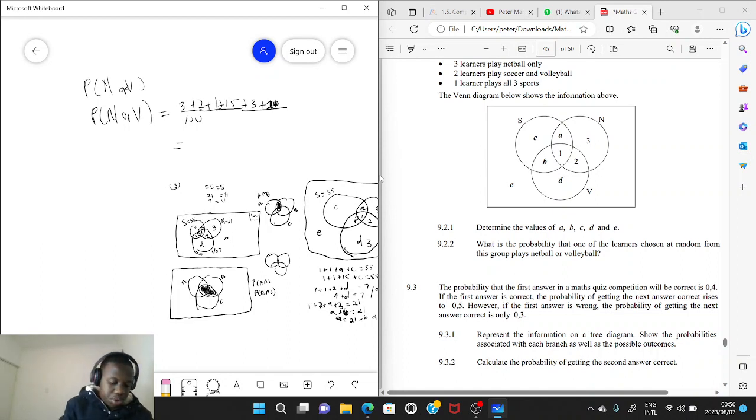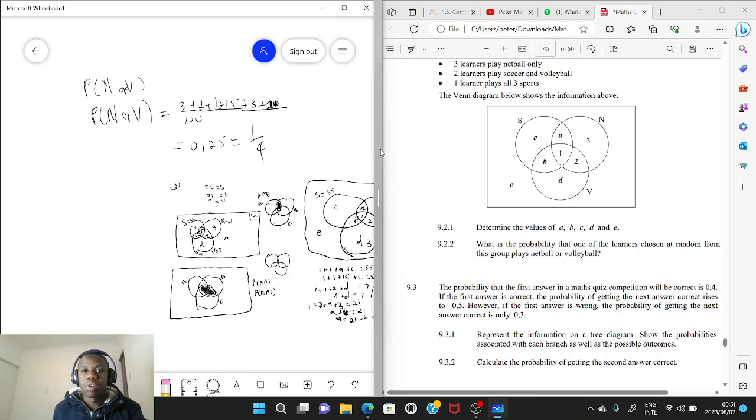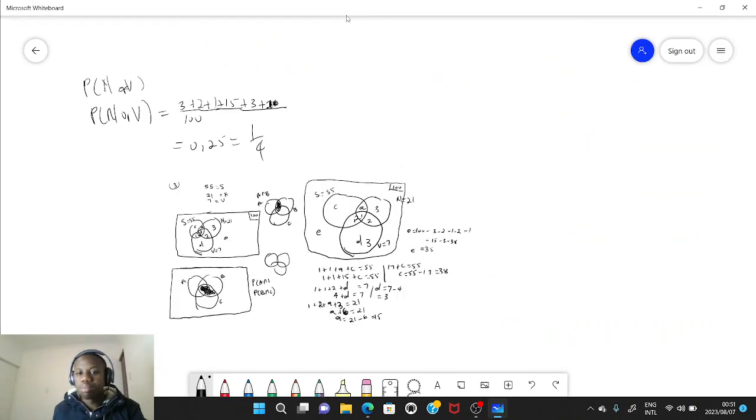Right, so it should be 3 plus 2 plus 1 plus 15 plus 3 plus 1, over 100. Yeah, that's 0,25, or 1 over 4. So we are done with the question, you see. If it happens that you come across these questions, you just simply collect the marks. These are just simple questions.